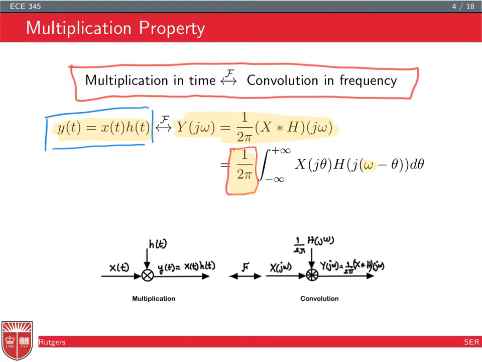These two properties are summarized in these two graphs. Multiplication is equivalent to convolution in the frequency domain, and again you have the factor 1 over 2 pi that is important, and do not forget it.